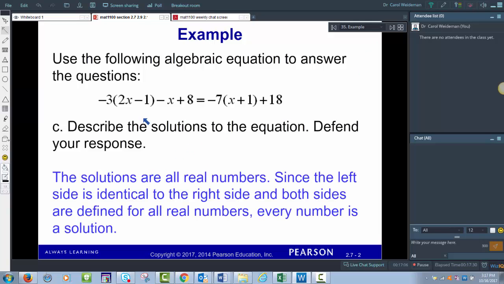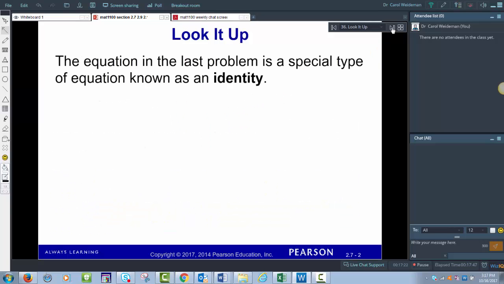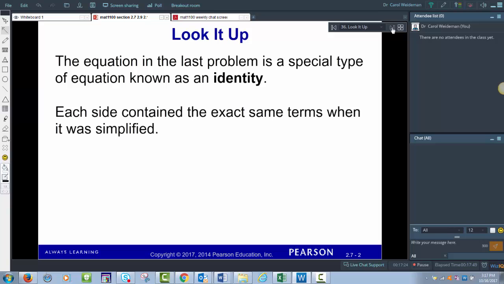The solution to this equation is all real numbers. The left side is identical to the right side, and both sides are defined for all real numbers, so every number is a solution, and we call this type of equation an identity. So no matter what I put in here for x, I will always get a true statement.